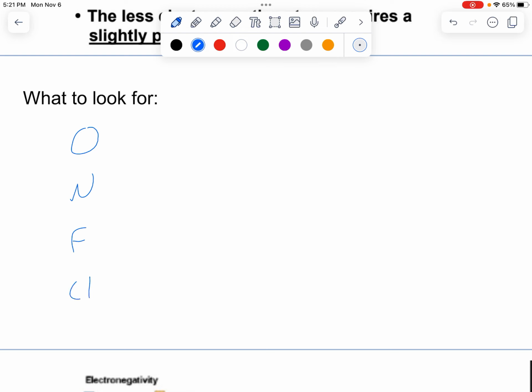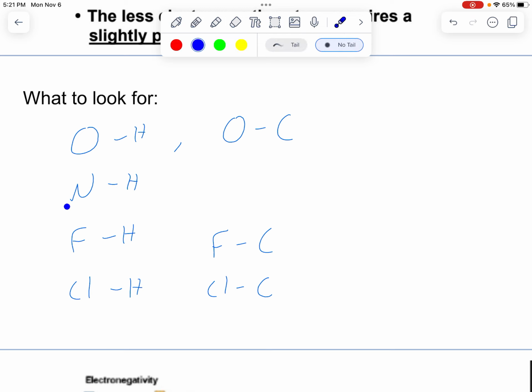If you have a hydrogen or a carbon attached to these, right? So like a hydrogen, or even like OC, so oxygen and carbon, you know, fluorine and carbon, Cl and carbon. If you see bonds that look like this, that have any of these chemicals, oxygen, nitrogen, fluorine, chlorine, typically these are going to make our polar bonds. So all of these bonds here would be polar.